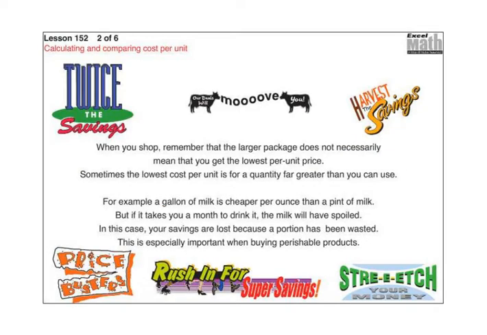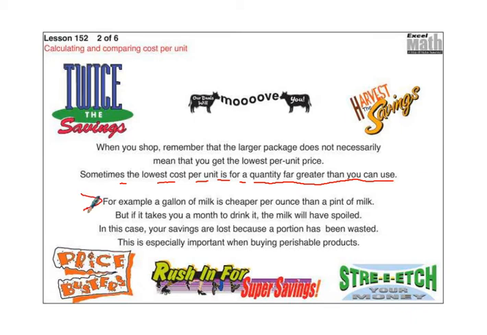Here it says, when you shop, remember that the larger package does not necessarily mean that you get the lowest per unit price. Sometimes grocery stores trick you. They put the big giant one, and then you think, wow, that's probably the best deal, when it's really not. They're just trying to trick you into buying that thing. Sometimes the lowest cost per unit is for a quantity far greater than you can use. And so sometimes it's a great deal, but you'd end up throwing half the food away because you can't even use that much, right? So it's not necessarily a better deal.